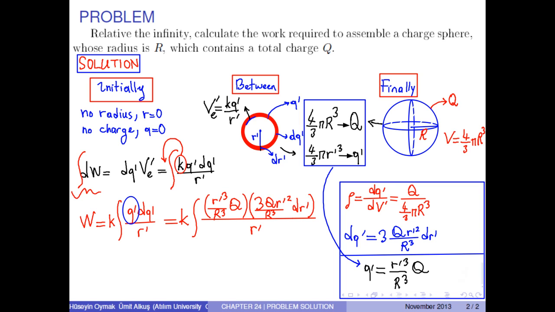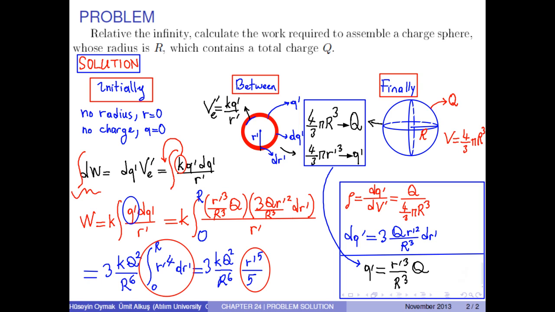As you see, the integral is over r'. Therefore, the integral limits are 0 and capital R. If we continue, we obtain 3 times k times Q squared over R to the 6, and the integral r' to the 4 dr' from 0 to R, since Q and R are constant. The result of the integral is r' to the 5 over 5, with the integral limits 0 and R, which gives R to the 5 over 5. R to the 5's cancel each other.